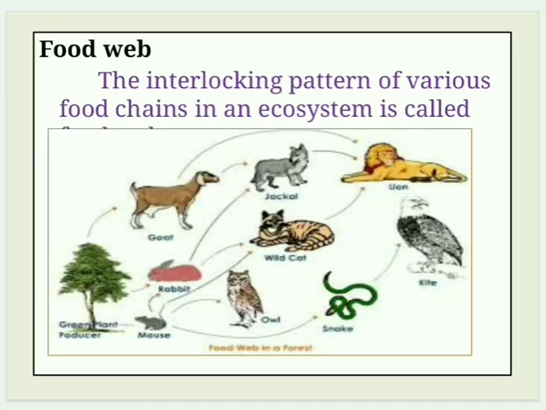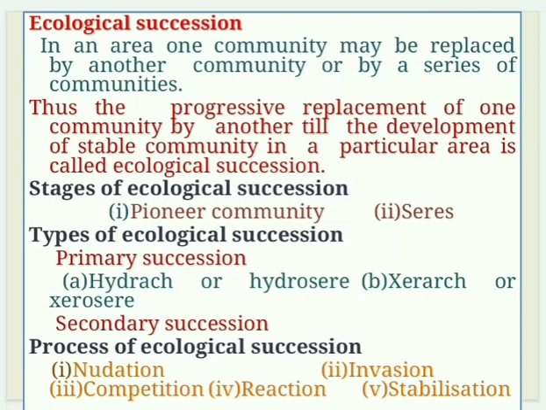Hope you have understood what is food chain and food web. Then coming to ecological succession, another important question. Ecological succession means, in an area, one community will be replaced by another community or by a series of communities. It is defined as the progressive replacement of one community by another till the development of a stable community in a particular area. That is known as ecological succession.